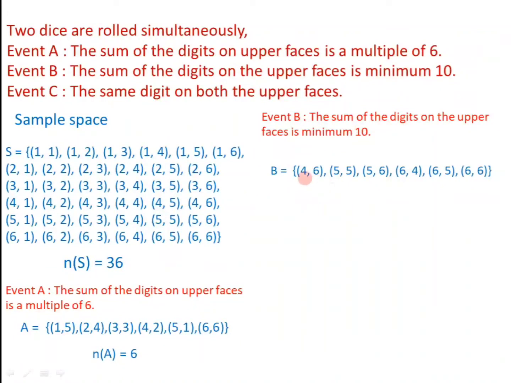That means the sum of these digits only is 10 or more than that. 6 sample points are there in this set. That's why n of B is equal to 6.